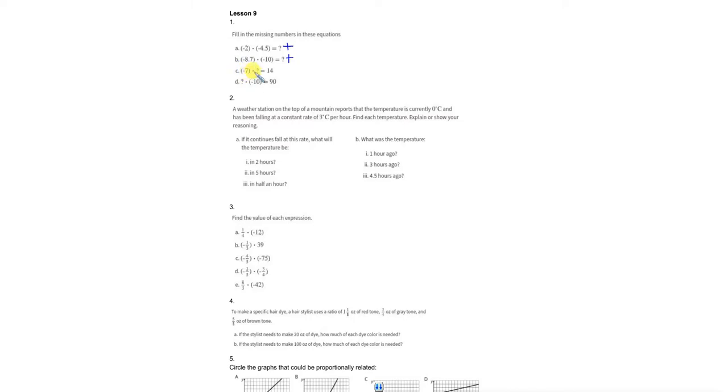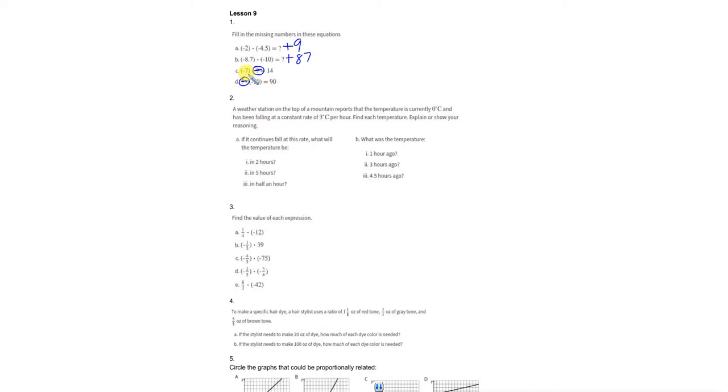If I do a negative times something and get a positive, this number right here must be a negative. If I do something times a negative and get a positive, this number must be a negative. So that's going to help me out a bunch here, because now all I got to do is just the math. 4.5 doubled is 9. 10 times 8.7 moves the decimal over once and makes that 87.